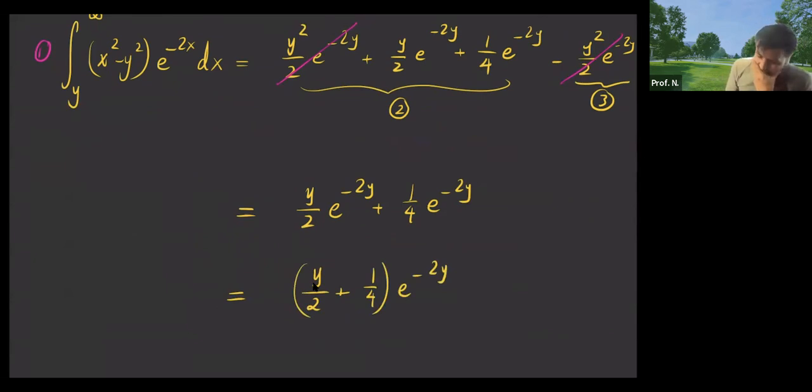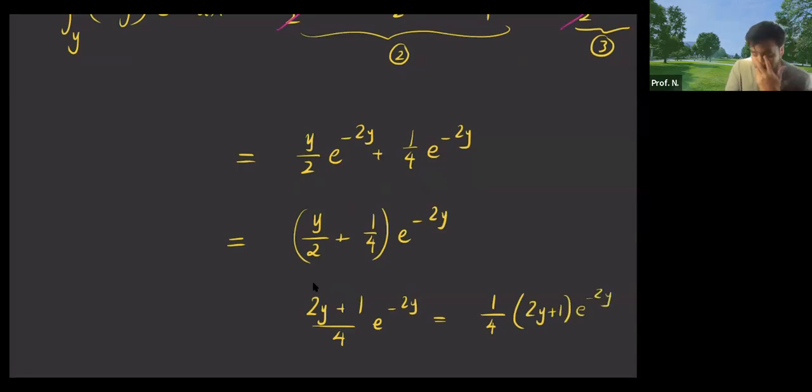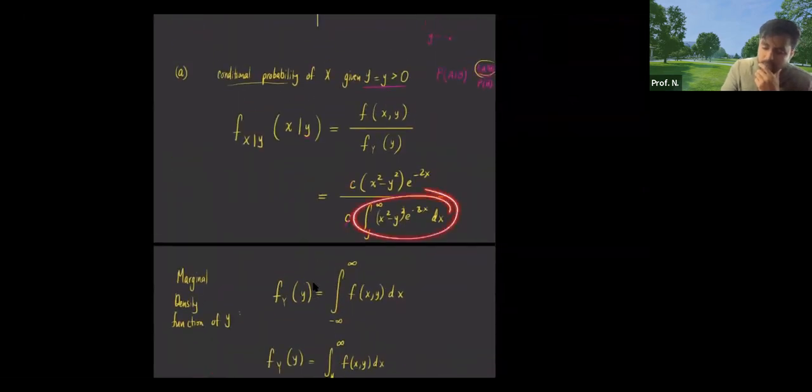And if you wanted to, you can, let's see if we can make this the same denominator. So this becomes 2y plus 1 over 4 e to negative 2y. So you can write it as 1/4 (2y plus 1) e to negative 2y. And all of this is in the denominator of our conditional density function here, of our marginal y, right? We're putting this in the denominator over this.